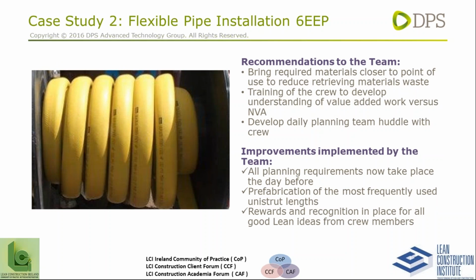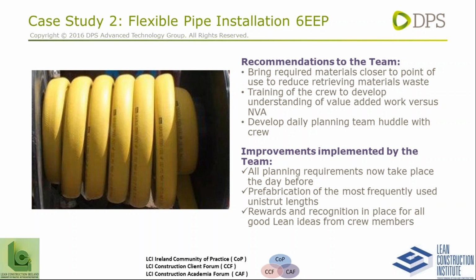And develop a daily planning team huddle with the crew. So this was very, very important. It's something we've done before. What it does is it allows the team to get together on the evening before they do their planned work. They plan out all their materials, they plan the location, they plan where the materials are going to be stored the next day, so they're not walking large distances. Everybody knows what they're doing when they come into work, and the time to VA is significantly reduced.